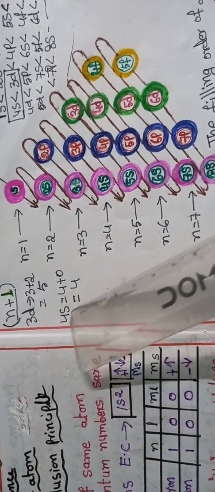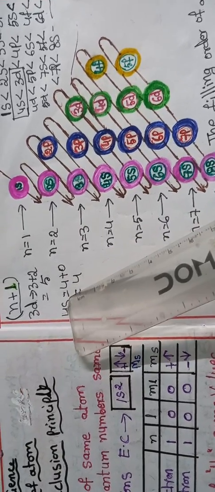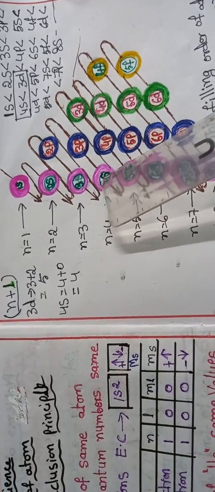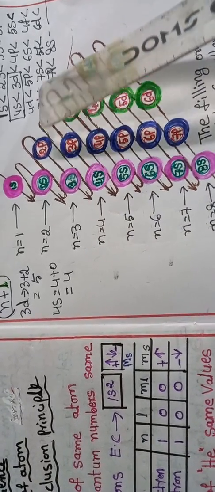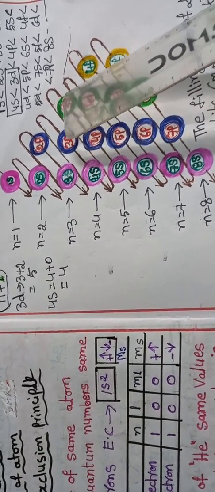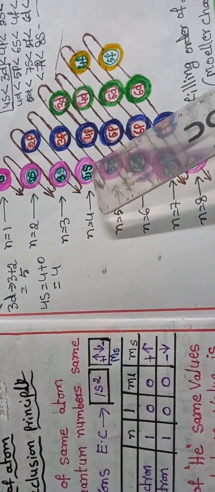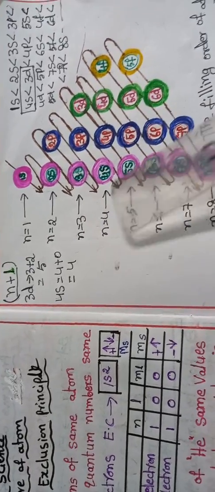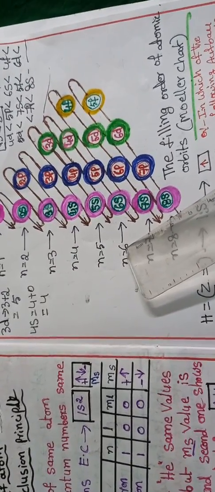Then 4s is a lower energy orbital, 3d is a higher energy orbital. So the electron goes into the lower energy orbital 4s, next enters into the 3d orbital. 3d is higher than 4s. Okay. So like that, the electrons are filling in the order of atomic orbitals in the Moeller chart.